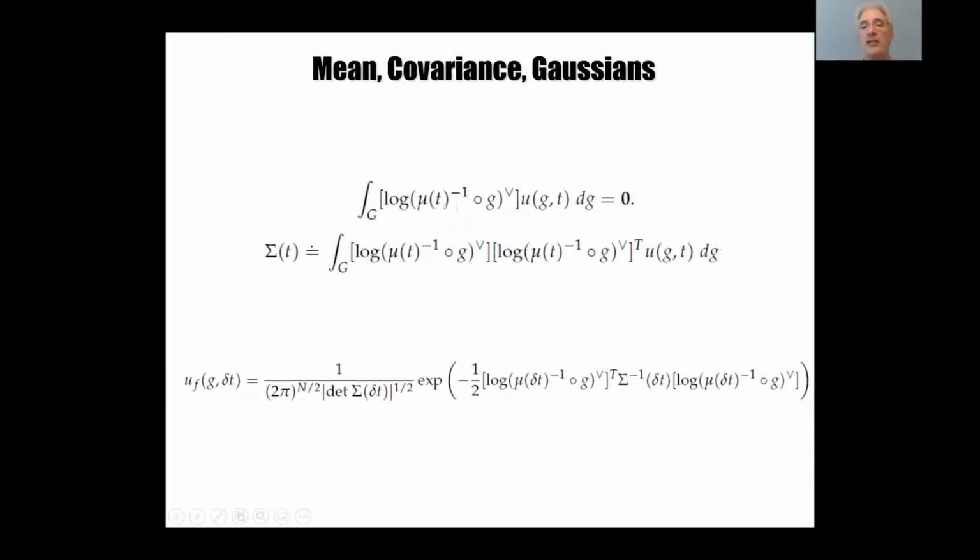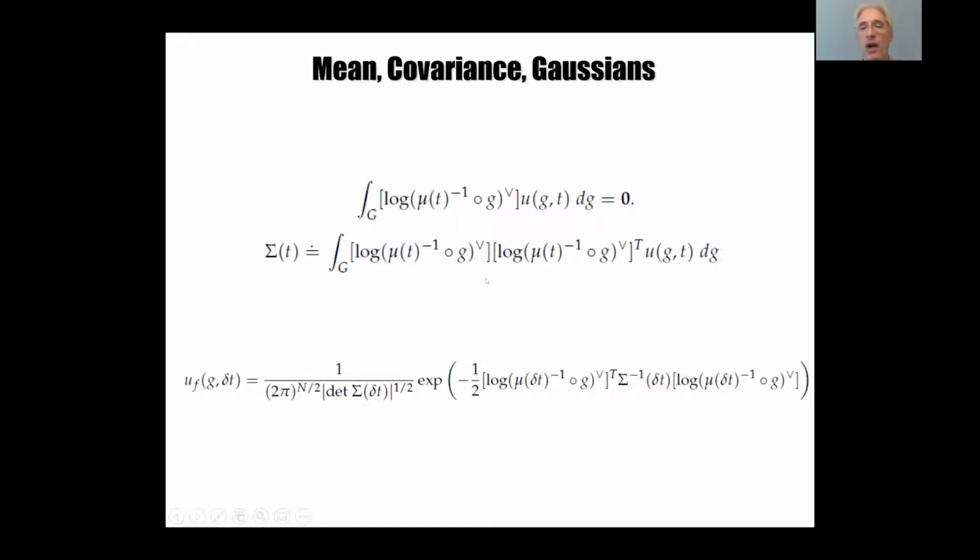And if we can find a mu such that this equation holds, we call it the mean of the distribution on the Lie group. And similarly, after the mean is calculated, we can calculate this matrix, which we call the covariance of the distribution U on the Lie group. And if U is time dependent as well, then of course mu is time dependent and sigma is time dependent.